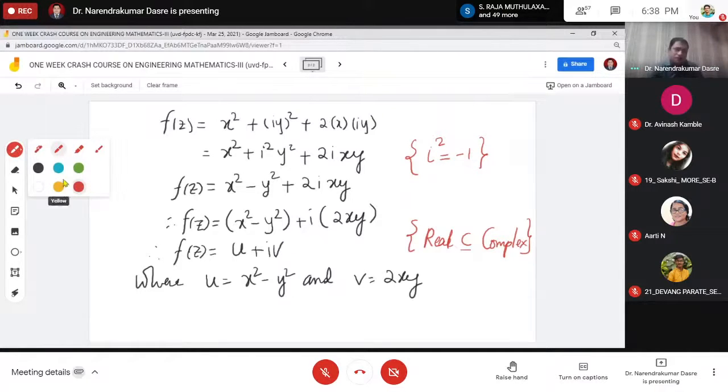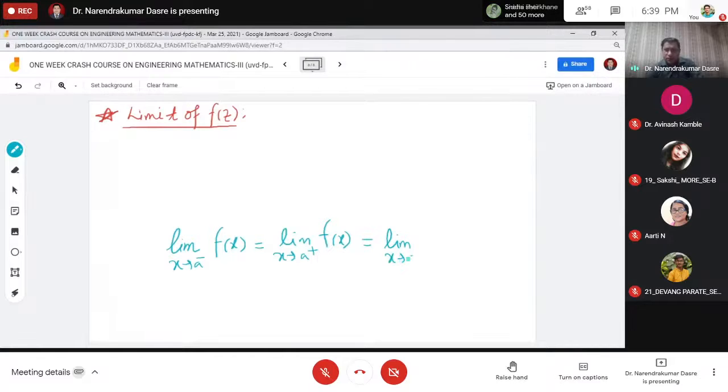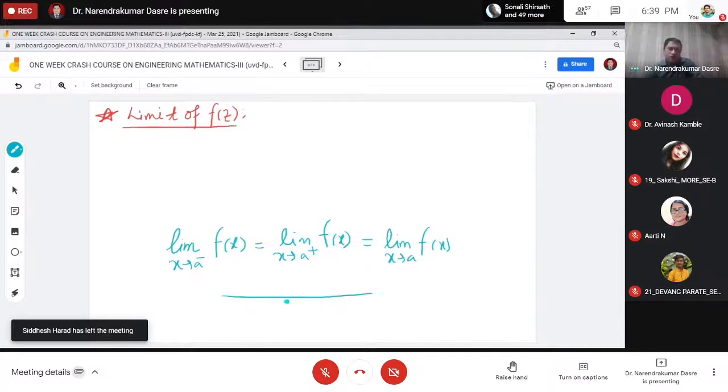Now we need to understand the basic concept about complex variables. f of z is a function of a complex variable. Now, what do we know about the limit of a real variable? For the real variable case, we know that the limit as x tends to a minus of f of x is equal to the limit as x tends to a plus of f of x, and if these two limits are the same, then we say that is the limit as x tends to a of f of x. This is called the left limit and the right limit.